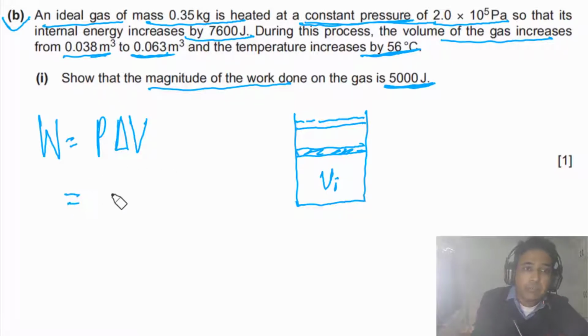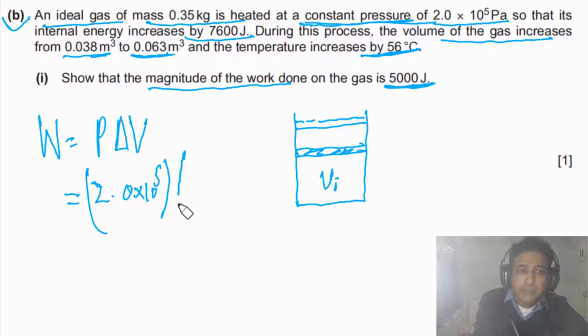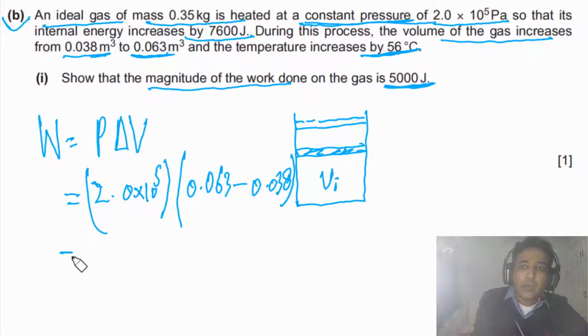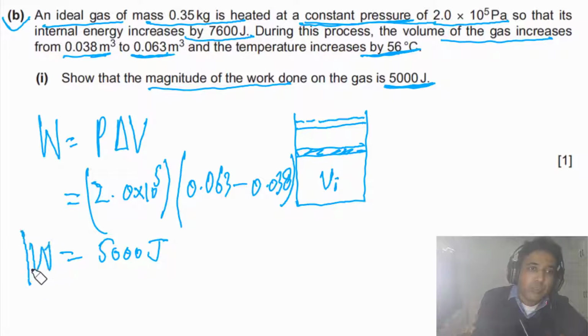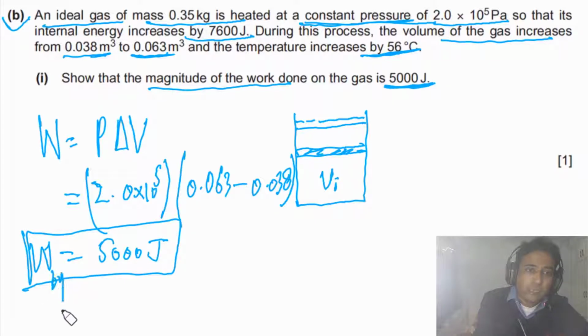So how can we calculate the magnitude? We have the value of P, that is given to us, 2.0 times 10 to the 5 pascals, and we have the final volume, 0.063, minus 0.038 meters cubed. Now if we solve this, we will get our final answer, that is equal to 5000 joules. So this is the final answer, and this is the work done by the gas.